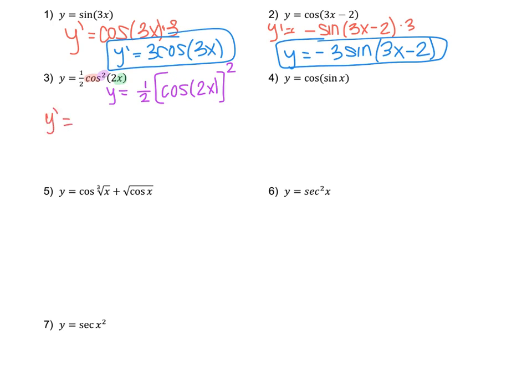So y prime, the outermost function is this whole thing being squared. So I bring down the 2, multiply it by the 1/2. That's convenient because it's just 1. The remaining then would just be 1 times cosine of 2x. Then I take the exponent of 2, subtract 1, and it would just be to the first power. So this is applying the derivative of the outside function.